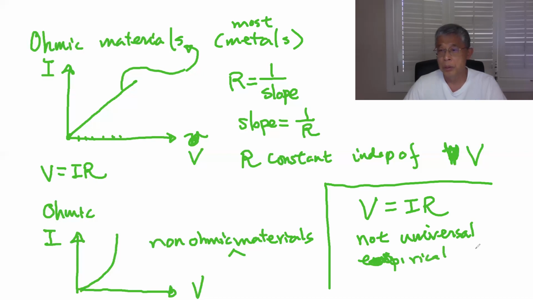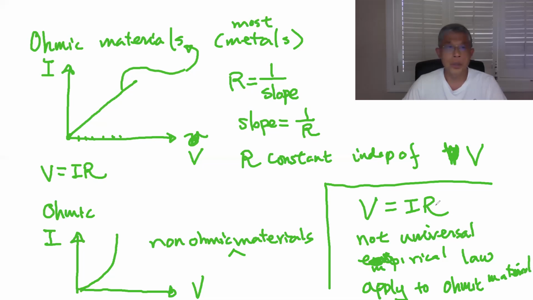Empirical law that only applies to certain materials, right? Only applies to the ohmic material. Also, if the temperature changes too much, this may not be true. So the temperature needs to be bounded for this to be true, okay?